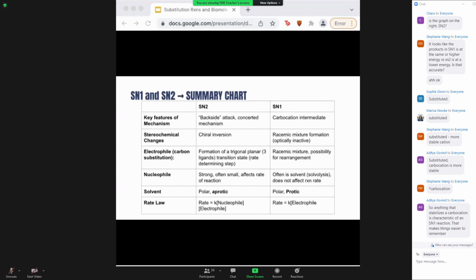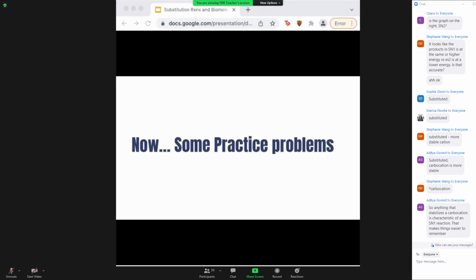So, yep, that's a little summary of our SN1 and SN2 reactions. I did make a little oopsie on the electrophile section, but that is also in the other tables that I have, so you can just refer to those or change it yourself. But now we're going to move to some practice problems.